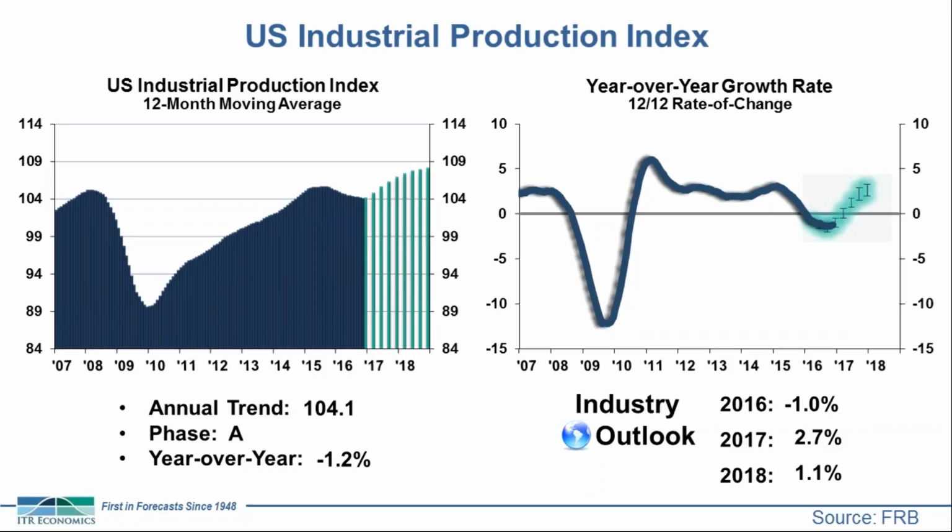However, it will be characterized by that Phase C transition. We expect U.S. industrial production to finish 2017 up about 2.7% year over year, followed by slower but still positive growth of 1.1% in 2018. Moving into early 2019, we expect the U.S. industrial economy to fall into Phase D, recession.